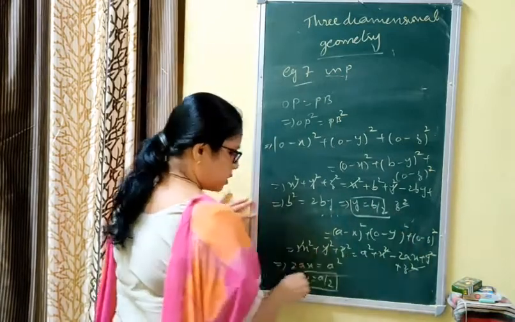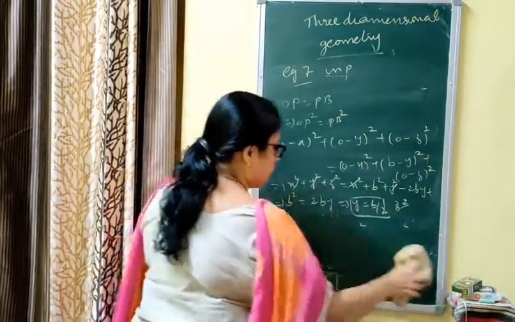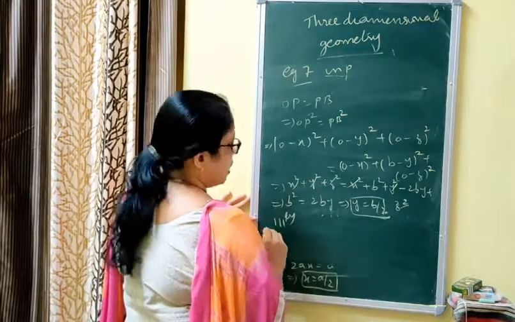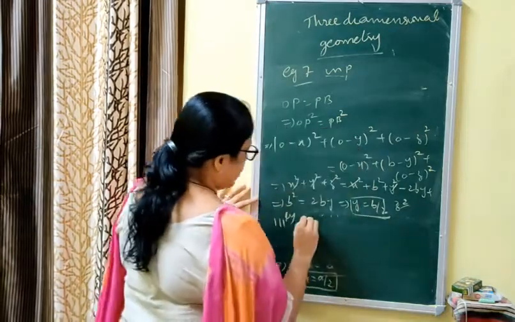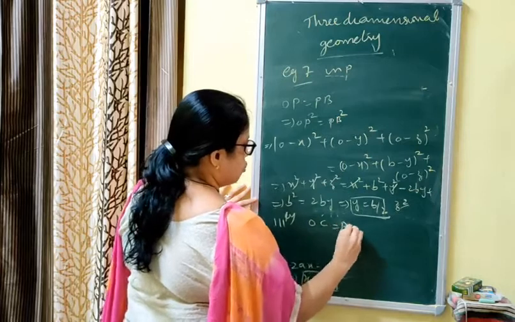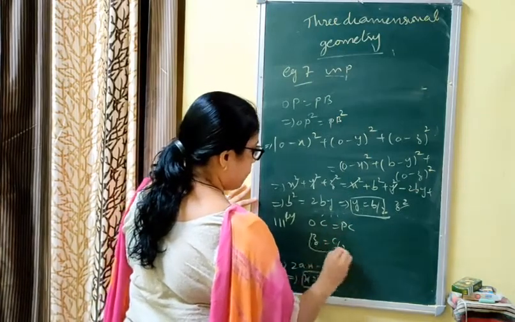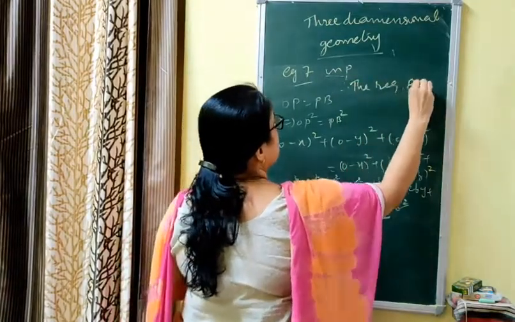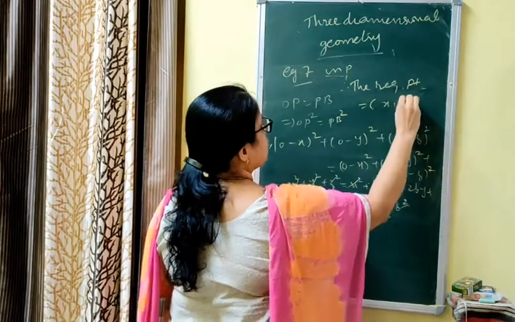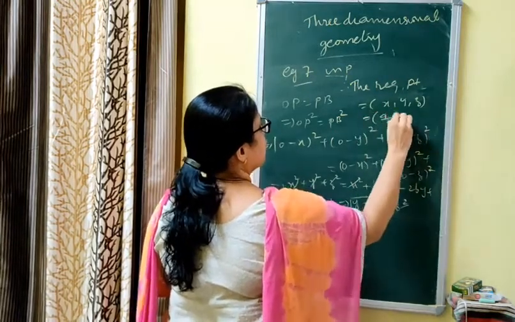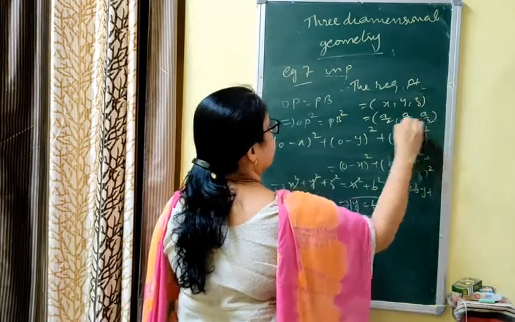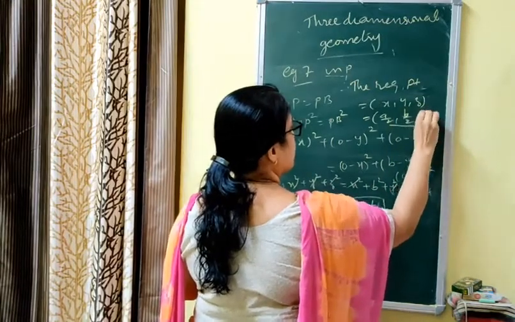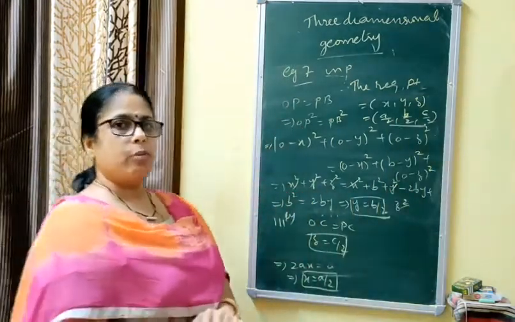Now we got the value of x equal to a by 2 and y equal to b by 2. Similarly, taking OP equal to PC, you will get z equal to c by 2. Therefore the required point, which we assumed as (x, y, z), is x is a by 2, y is b by 2 and z is c by 2. So the required point is (a by 2, b by 2, c by 2).